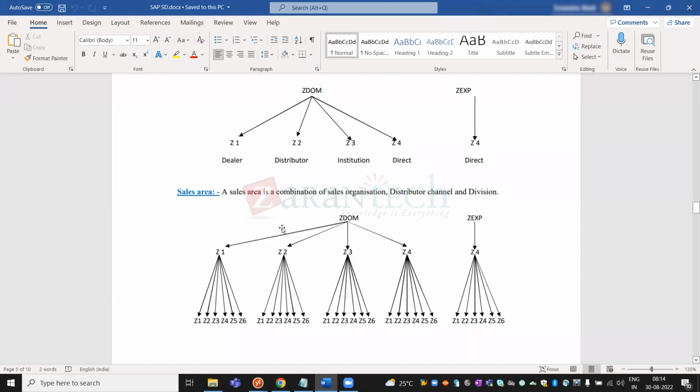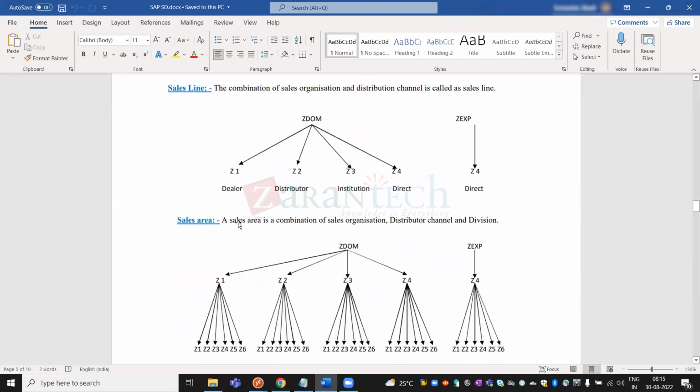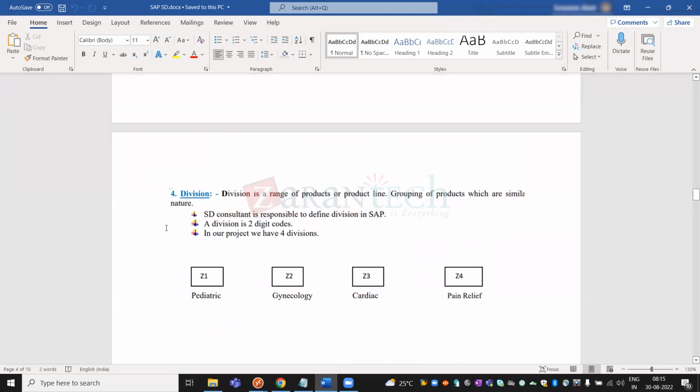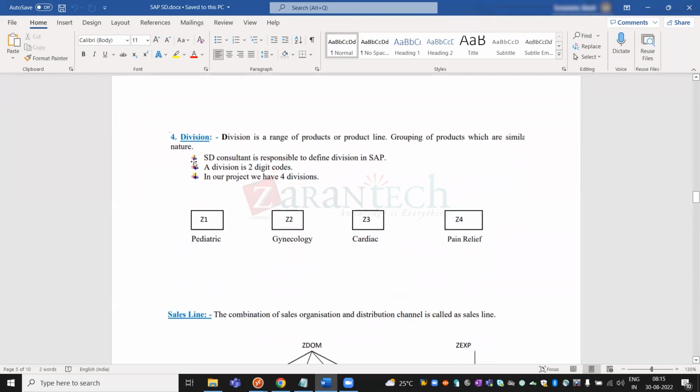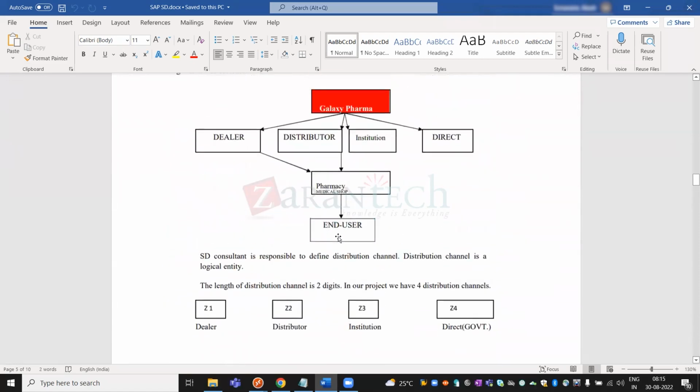How is all this useful for orders, shipments, and invoices? When we perform on the system level, I will tell you each and every topic, which topic is important and which is required. For example, if I say this is a division, you need basic knowledge of what exactly a division is. What is sales line? A combination of sales organization and distribution channel. The sales organization was on top.